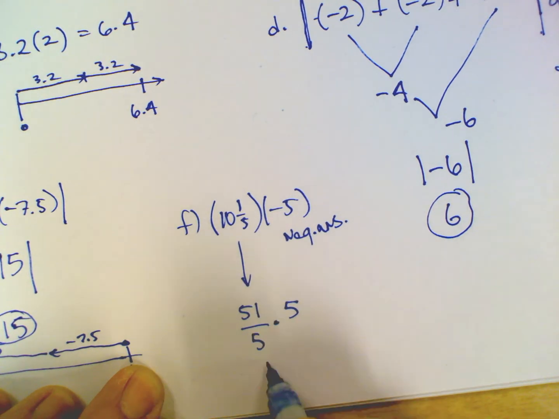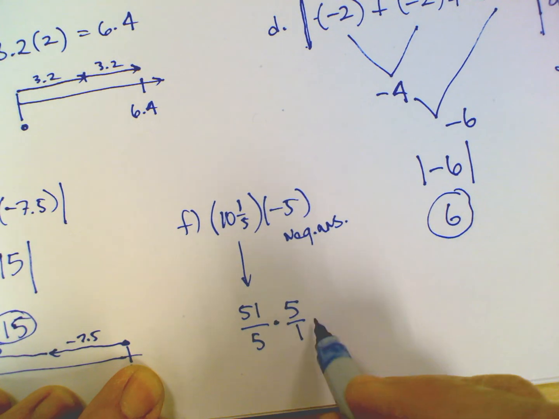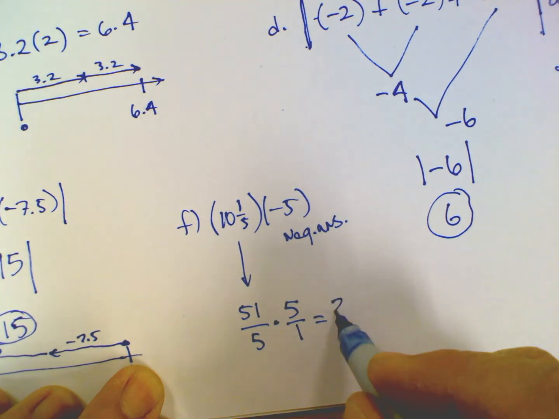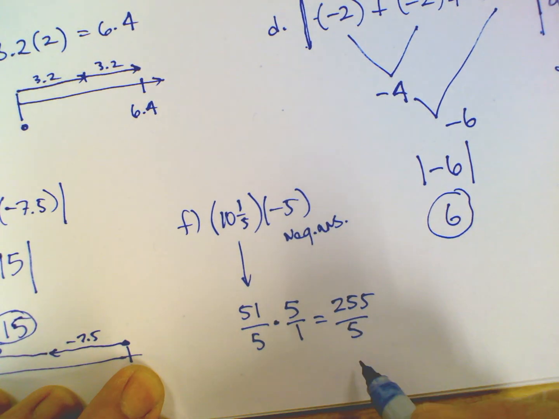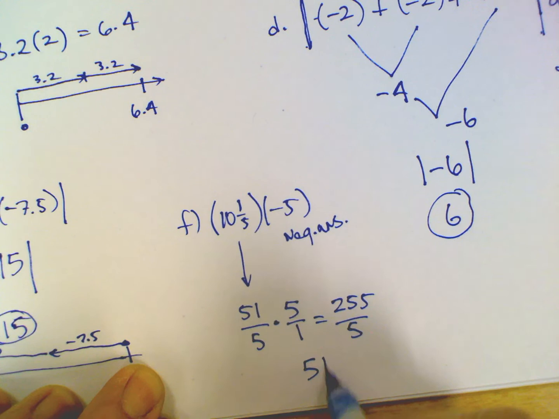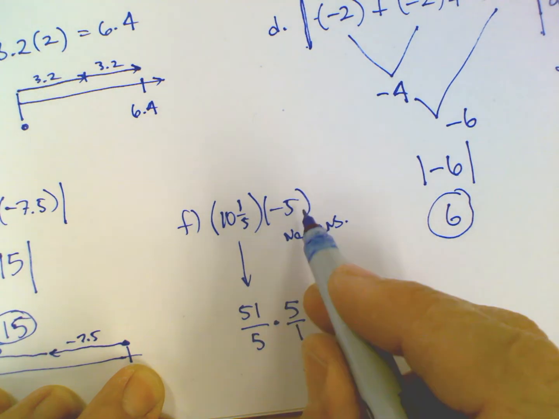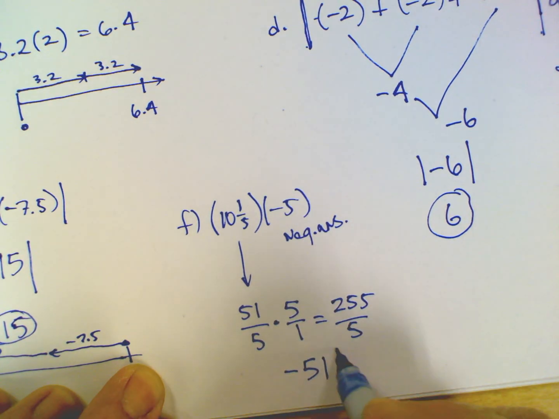So when I multiply a fraction times a whole number, put the whole number over 1, okay, you can multiply straight across, which you're going to get 255 over 5. Then do the division, and you'll end up with 51. And remember, we know a negative times a positive is a negative, so my answer is -51. All right, there you have it.